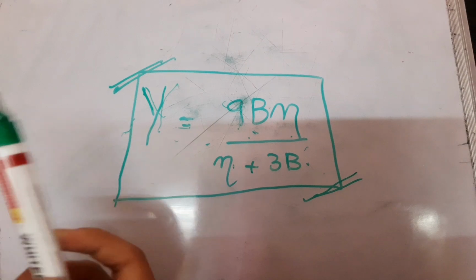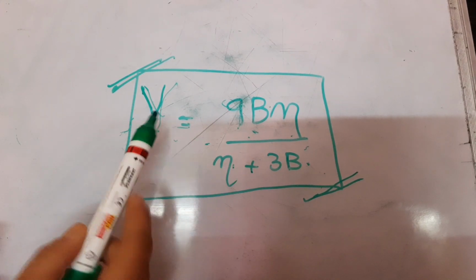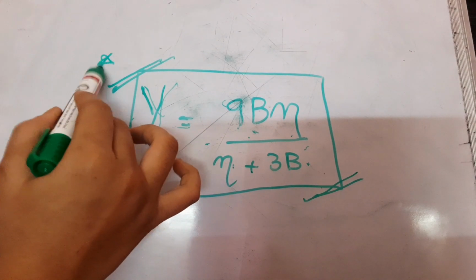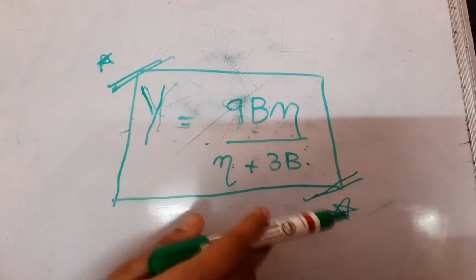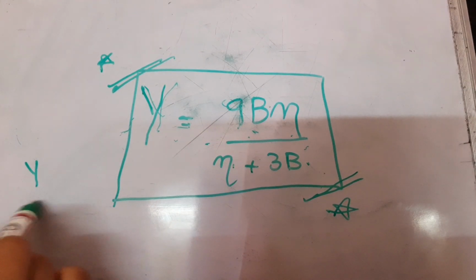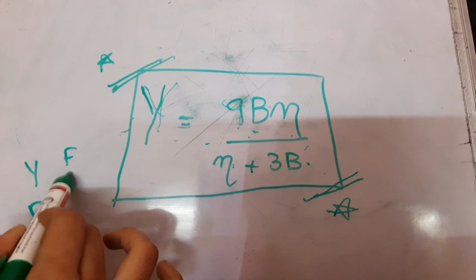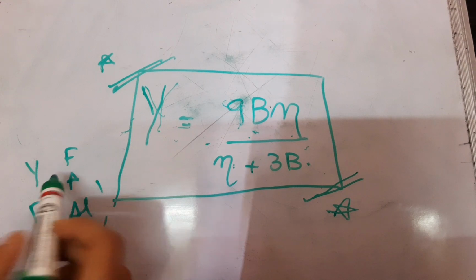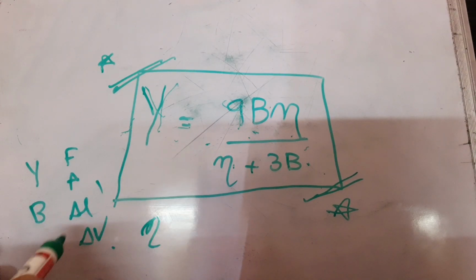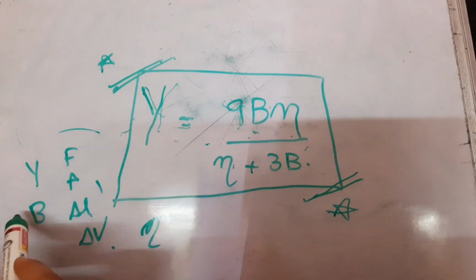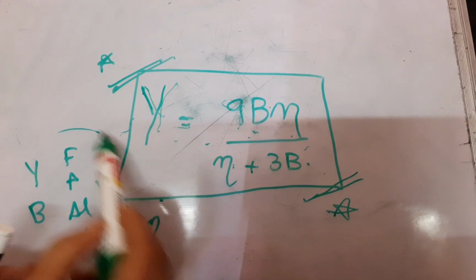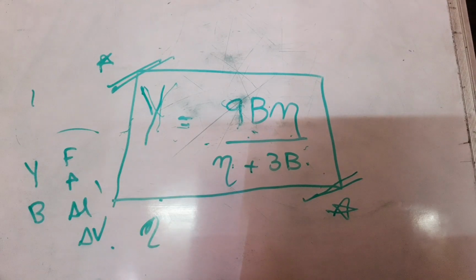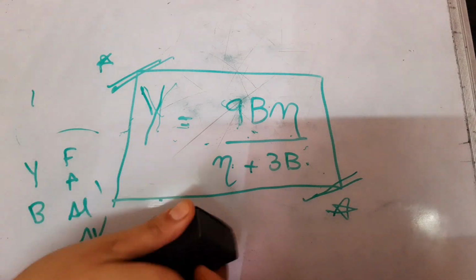How did it come? If you learn the derivation, it's very difficult to understand, and it's of no use. Instead of that, simply remember this formula. It will always help you. Like, they will give you Y and B in the question, and also force, area, delta L, delta V, all these values, and they will ask you to find eta. So instead of using every concept, if you directly put this formula, it will take not even completely 1 minute to solve the sum. So that's why this formula is very important. Try to remember that.